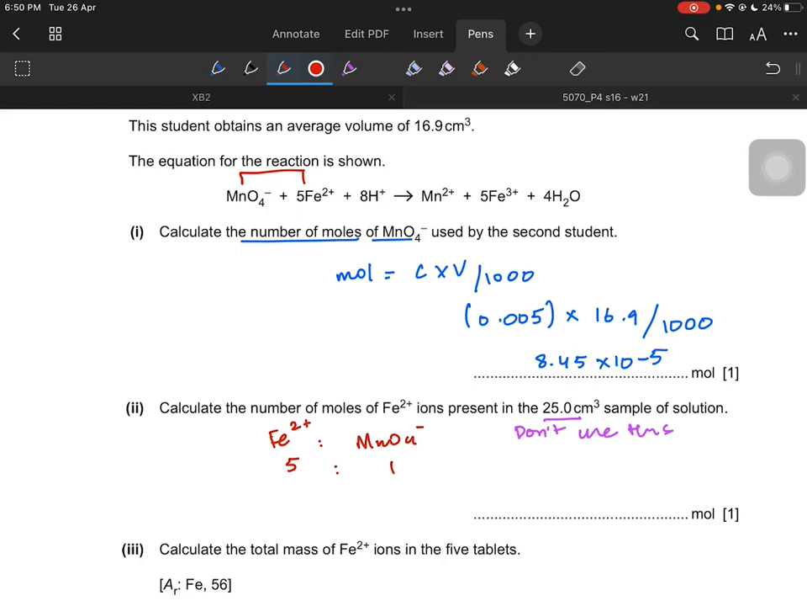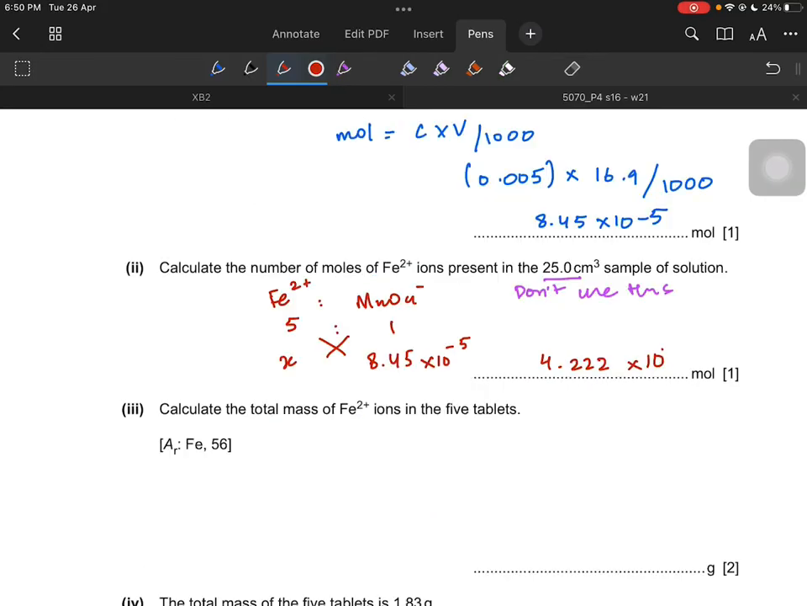So if the moles of manganate was 8.45 exponent minus 5, we can find out iron by just multiplying it by 5. The answer is going to be 4.22 exponent minus 4. So this is the moles of iron ions for us.